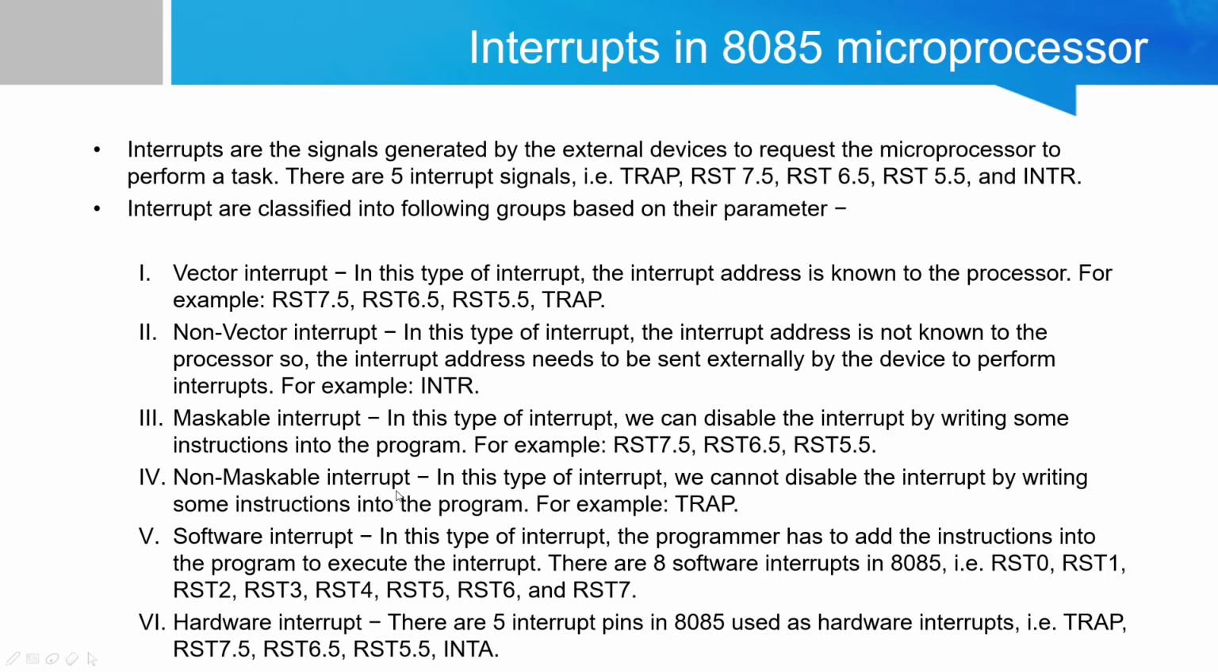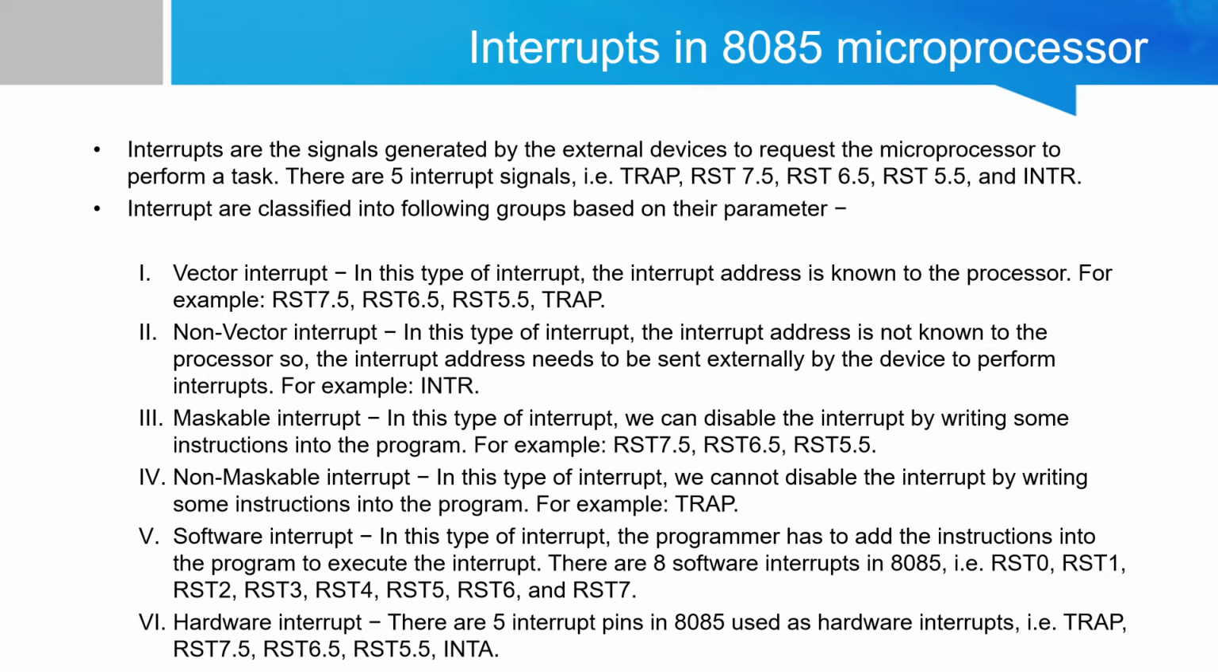For the non-maskable interrupt, we cannot disable the interrupt by writing any instruction into the program, for example, TRAP. The second last is the software interrupt. In this type of interrupt, the programmer has to add the instruction to the program to execute the interrupt. There are 8 software interrupts in the 8085, for example, RST 0, RST 1, RST 2, 3, 4, 5, 6, and 7.